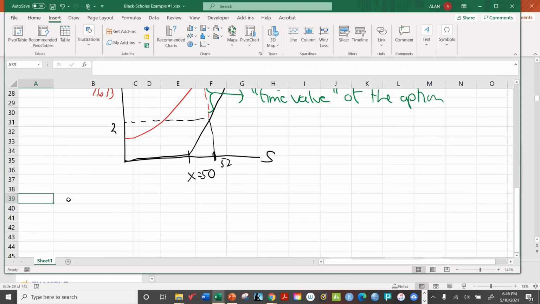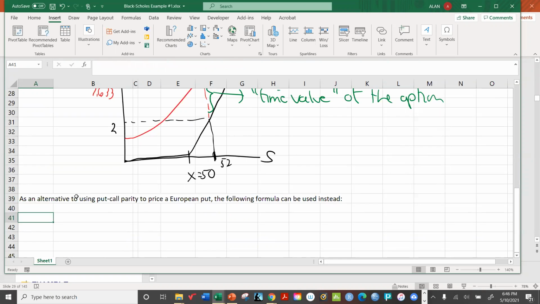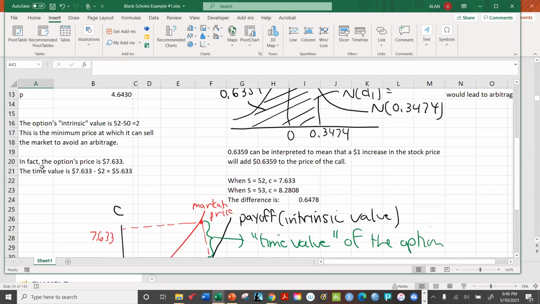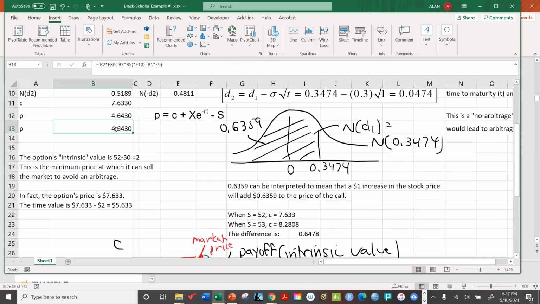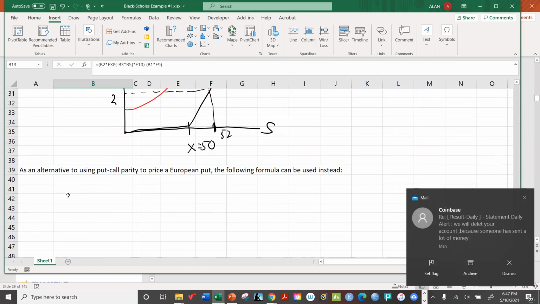As an alternative to using put-call parity to price a European put, the following formula can be used instead. And that's what I have right here. This is the alternative approach, which I'll show you right now. And it looks like this.